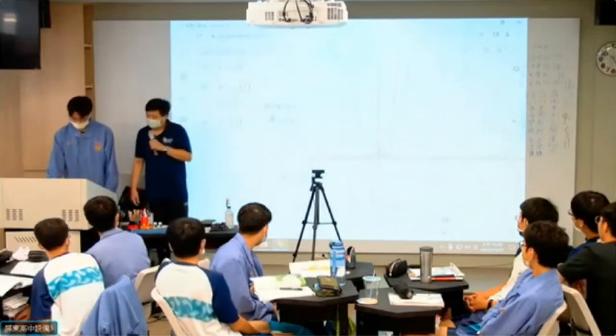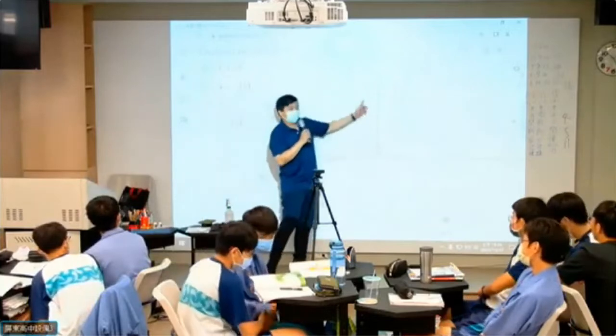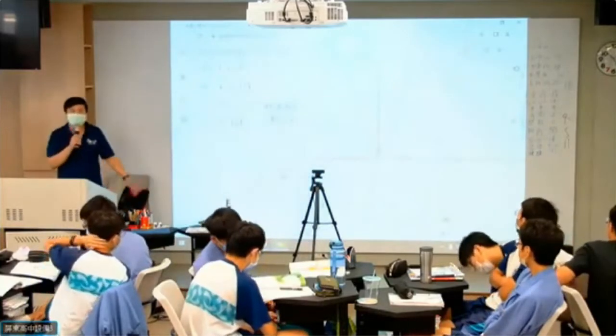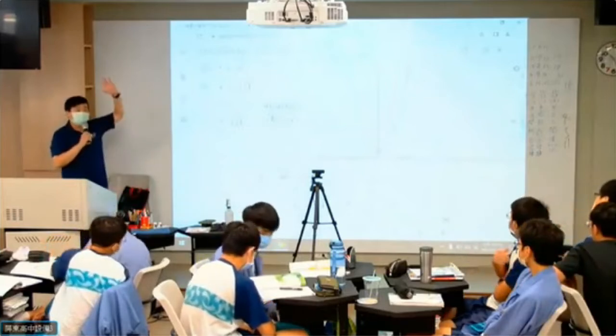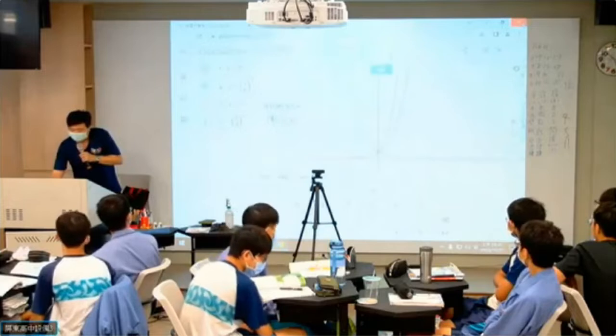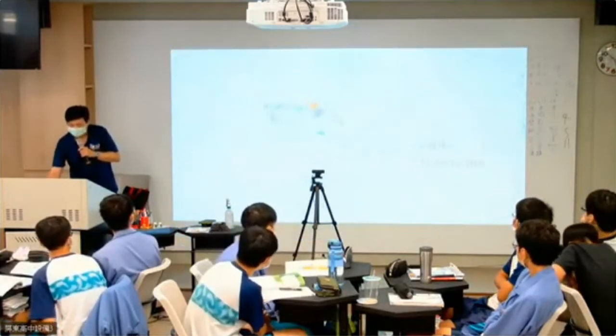X times x. Okay. You can see that the orange one is the graph of y equals 1 over 3 to the power of x. Any questions? No. Okay. Let's go on to the next one.